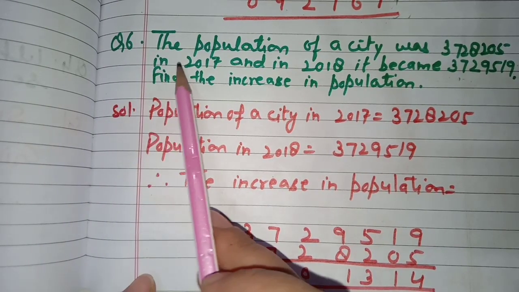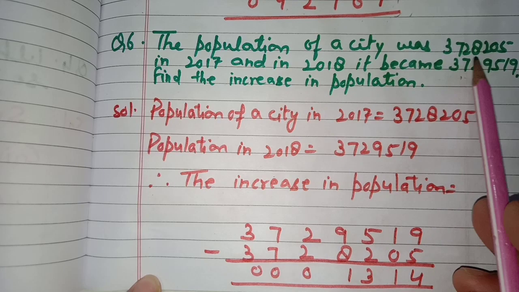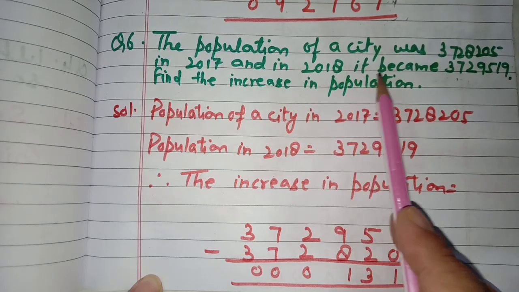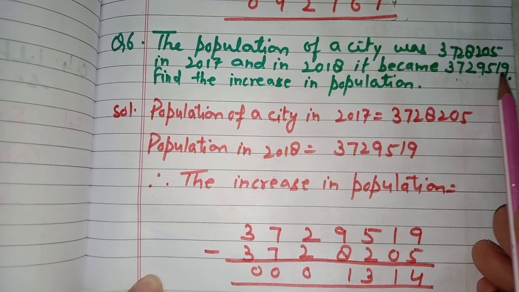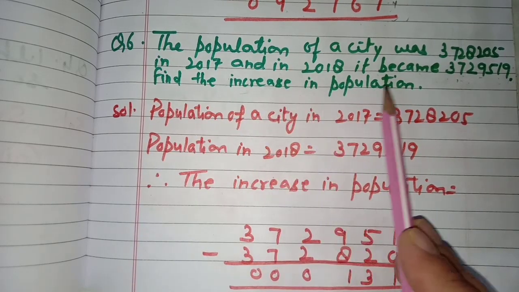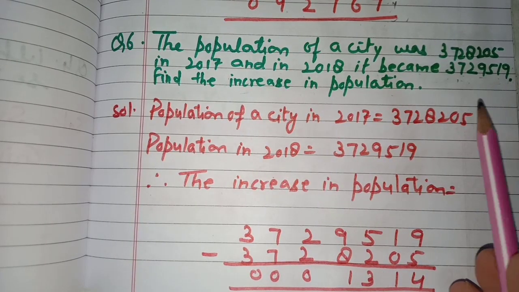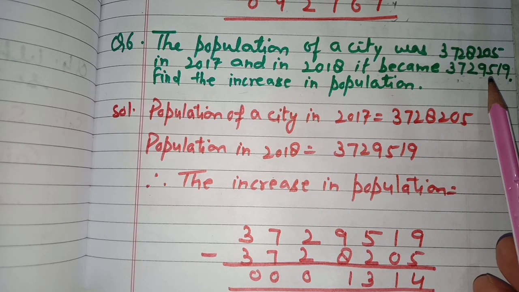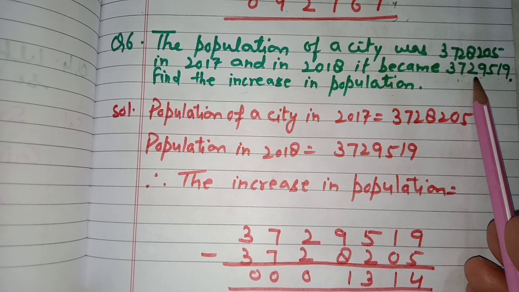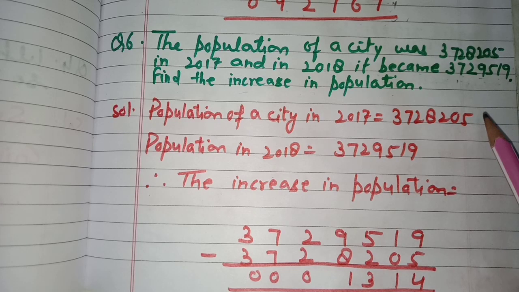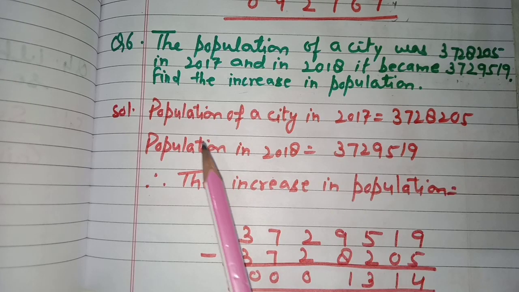Now question number 6. The population of a city was 37,28,205 in 2017 and in 2018 it became 37,29,519. So it means it has increased in 2018. So we need to find the increase in population. So the population of a city in 2 years is given, 2017 and 2018. And we can see that there is an increase in the population in 2018 and we have to find that increase. So how can we find that increase in the population? By subtraction. So let's do it.